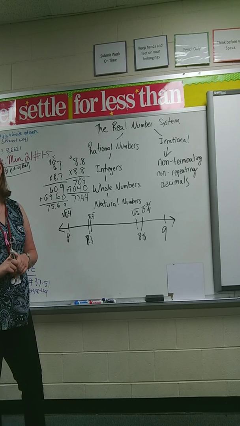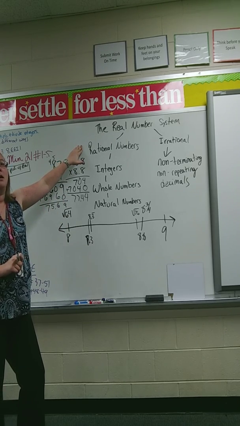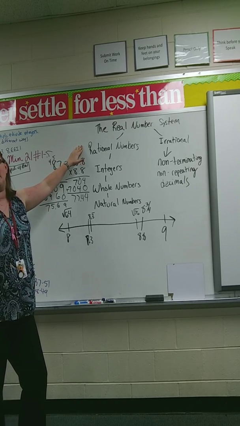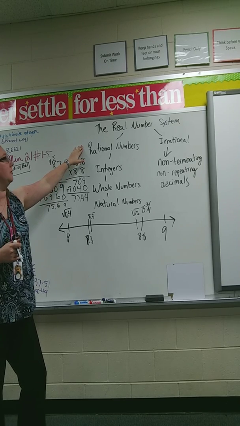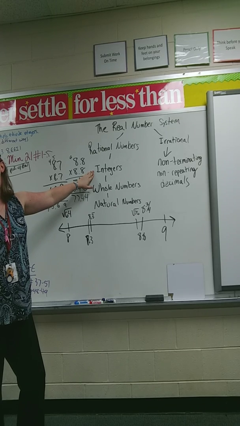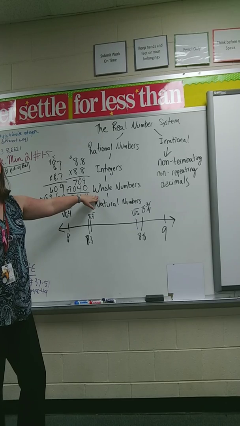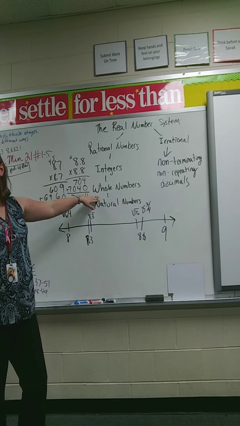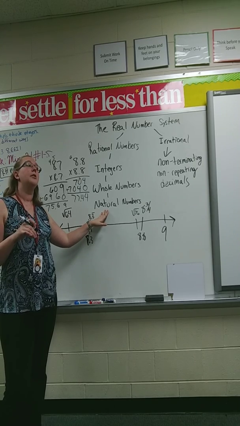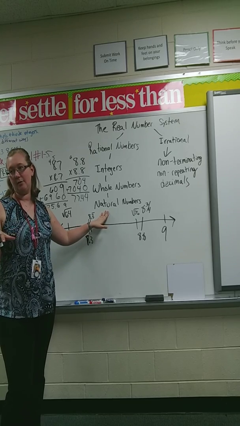So, our rational numbers are any value that can be written in the form a over b. So anything that can be written as a fraction, that's rational. Our integers are any non-decimal positive or negative number and 0. Our whole numbers are anything without a fraction, no decimal, no negative, but it can be 0. Our natural numbers, those are any non-fraction, non-decimal, non-negative, not 0 numbers.